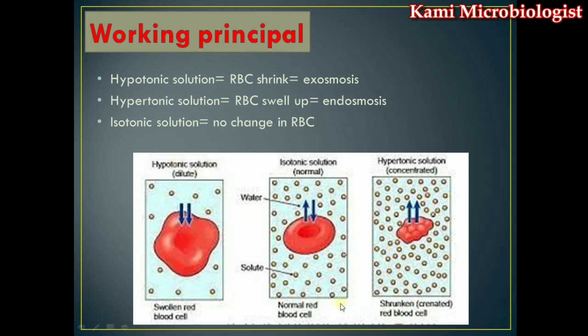Now in the second picture we have the isotonic solution, and this is the normal RBC, as you can see. We have the same number of solutes and solvent in the RBC as well as in the outer environment. So the molecules pass easily, and the RBC structure is maintained normal. Then we have the hypertonic solution, in which the outside concentration is high, but inside the RBC the concentration is low. This means the molecules will move from low to high, and the cell will shrink and be destroyed.